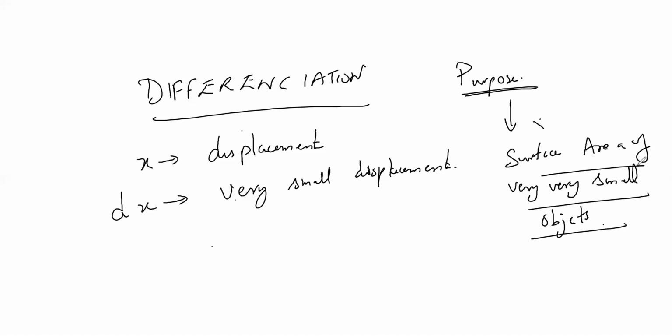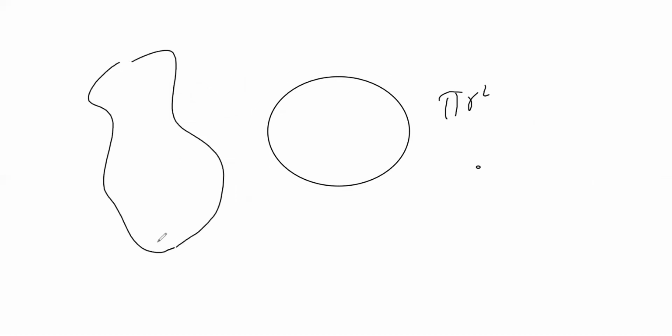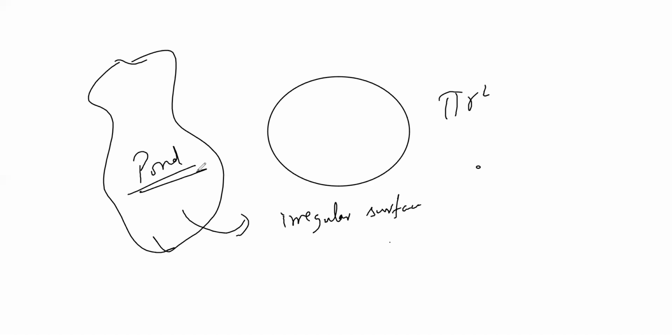For example, the area of a circle. We all know the area of a circle is pi r square. But what about the area of this? This is an irregular surface, just like our pond, correct? And maybe the electron, proton or neutron shape won't be circular. It has a lot of shapes.